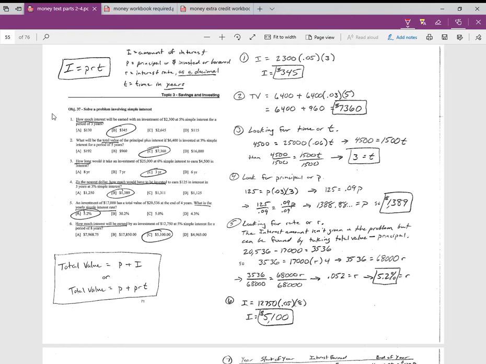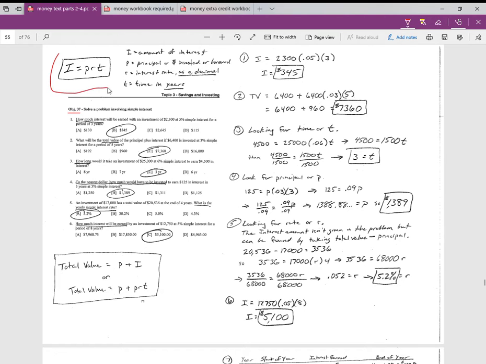Objective 37, solving simple interest problems. Simple interest is one way to figure out how much you earn or how much you owe back, whether you're saving money or borrowing money. We'll look at something else called compound interest in the next objective, but this is for simple interest.